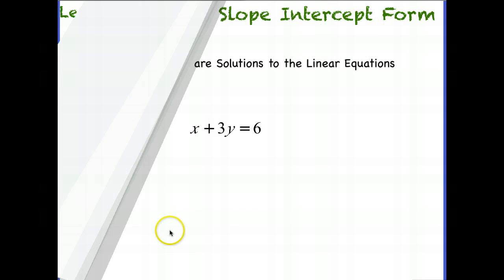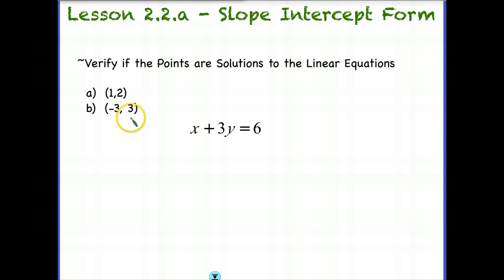We will verify some solutions. We have a couple of points, and we want to verify if these points are solutions to the linear equations. Well, here's our one linear equation, so let's verify if it's a solution. Remember that each of these points represents an x value and a y value. And within our equation, we do have an x and a y. So all we need to do is substitute these values in and see if it works.